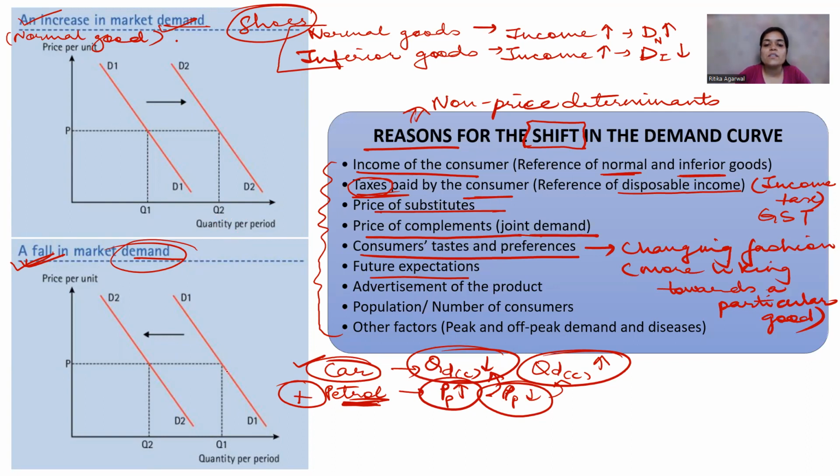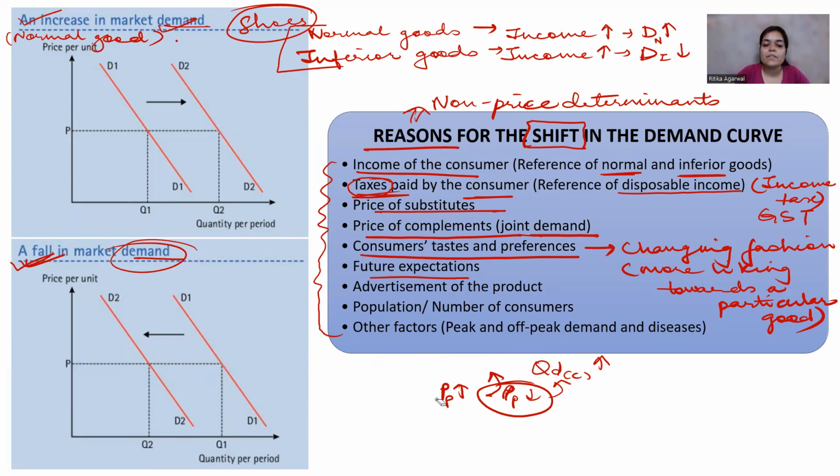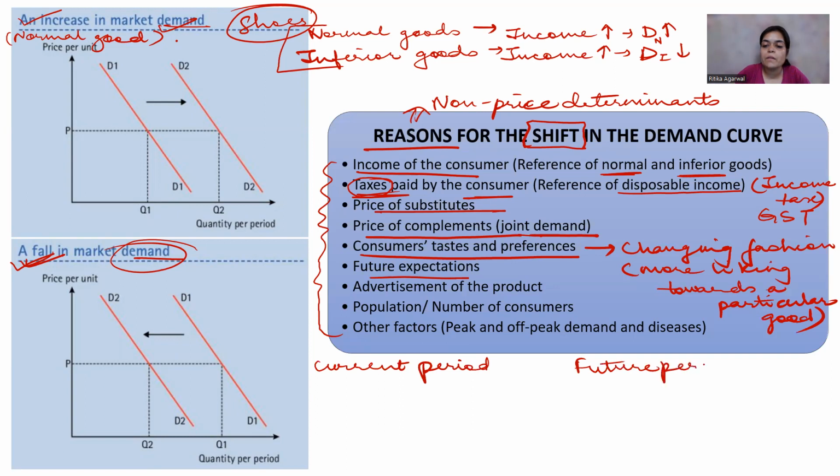Now, future expectations are very important in this context. Now, let me explain to you how they work. We'll talk about two periods, current period and future period. Now, since we are present in the current period, we will be talking about current period market only. That means whatever changes are witnessed in the current period, you will be shifting your demand curve accordingly. Now, future expectations means there are changes in the future. What is their impact in the current period?